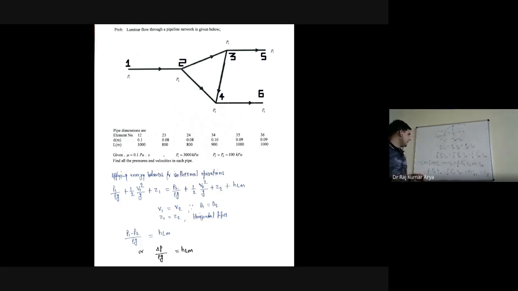Same way we can write your mass balance at junction 4. So if you write for junction 4, change it for 4 here. At junction 4, your mass is coming from pipeline 2. This is coming from 2 also. This is coming from 3 also, and it's going to 6. So these two lines are coming in. And this is going out, so this needs to be changed for that.